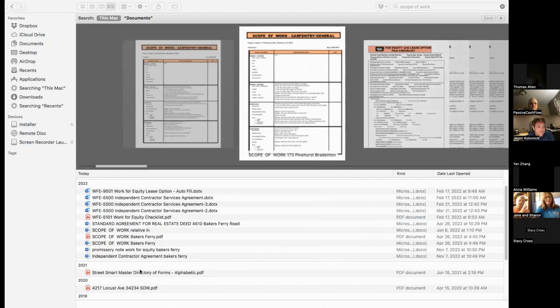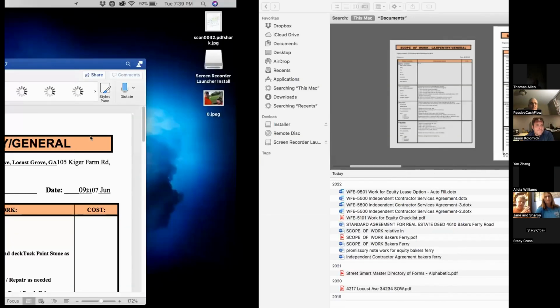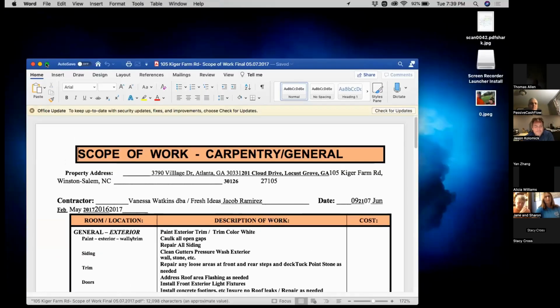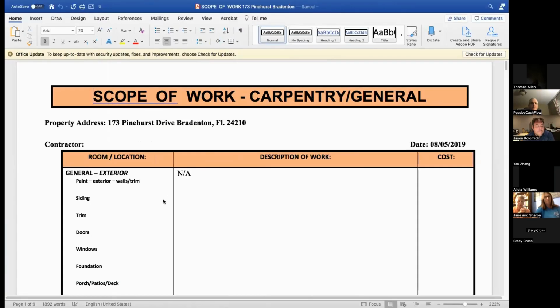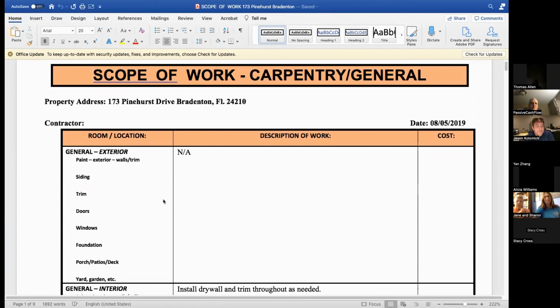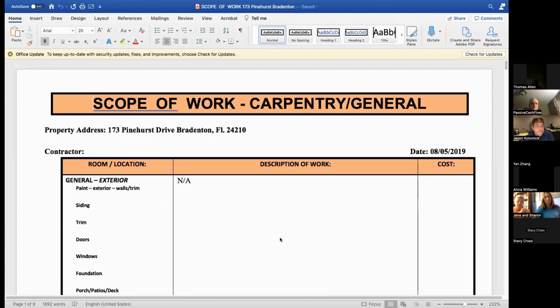So, you want your scope of work to be very specific. That's one thing we've learned. If you want a certain amount of windows, you have to put it: I want 5 windows. You can't just put windows throughout. Anything you want done, you have to be specific, and the contractors should want you to be specific too, because you can't just expect them to know what you want.